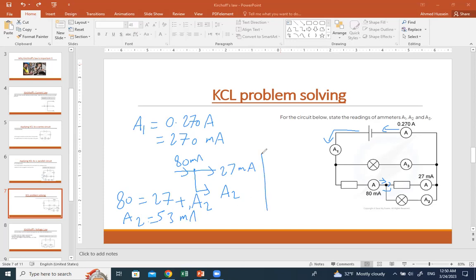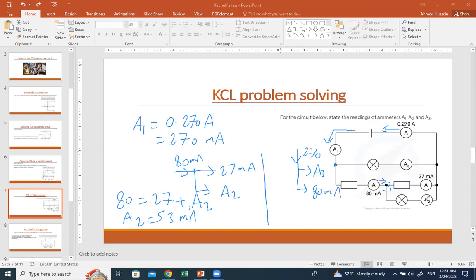Quite easy. Let's go to this loop and focus on this junction. Of course, the current A1 that we already calculated is coming. If we separately draw this junction, we have here 270 milliampere coming, and this 270 milliampere is divided. Here we have A3, and here we have 80 milliampere.